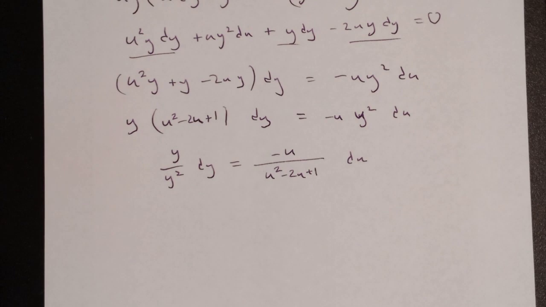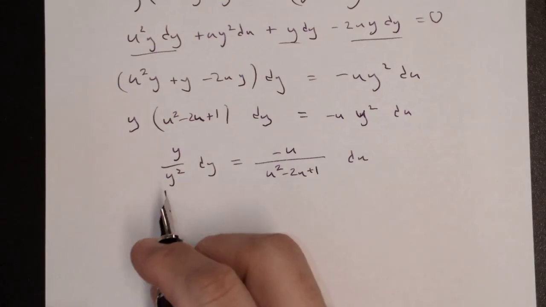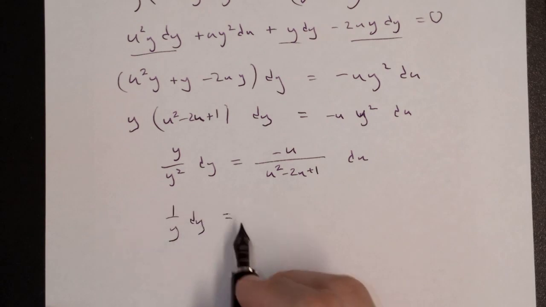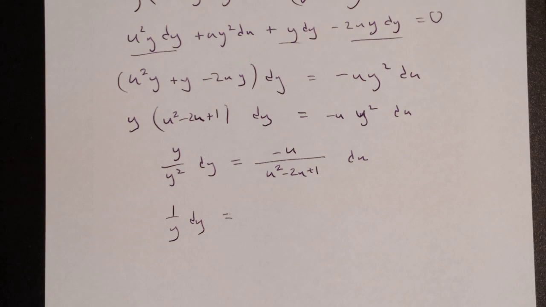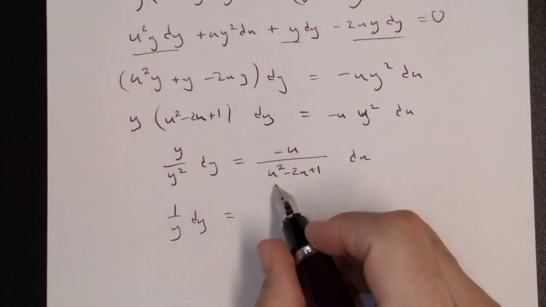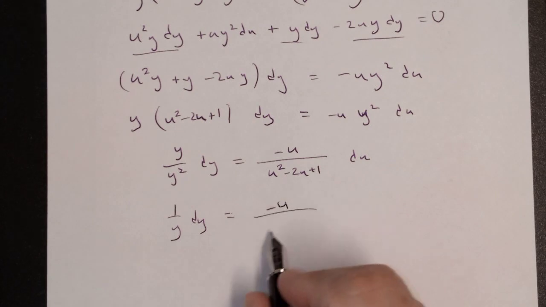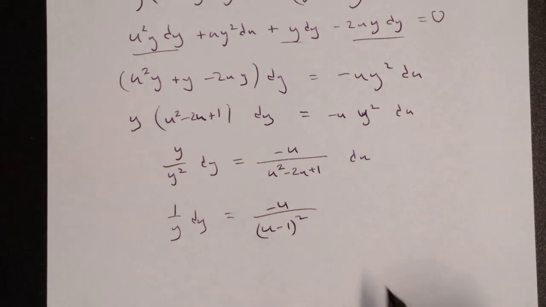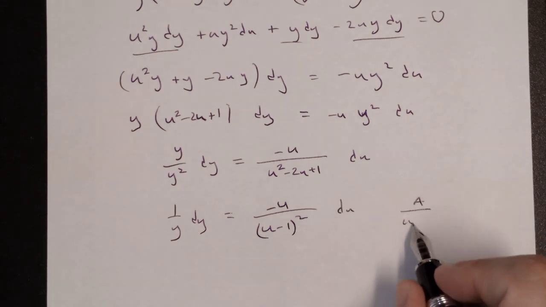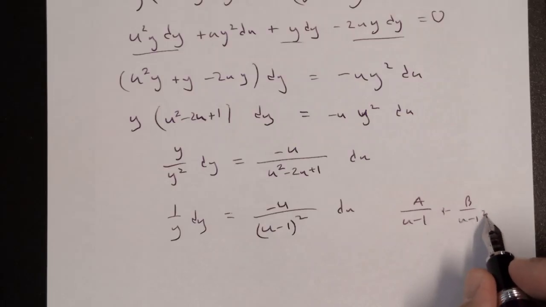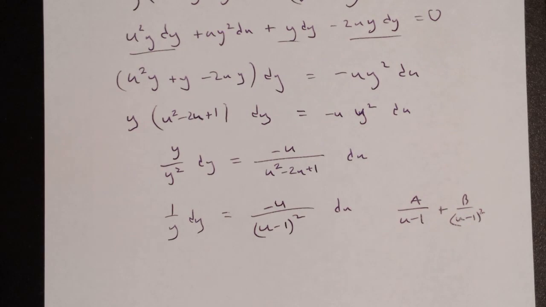If I want to integrate on the left side, I can rewrite that as 1 over y. But over here, I have to yank out partial fractions again. The denominator is u minus 1 squared. Partial fractions, that's a over u minus 1 plus b over u minus 1 quantity squared. And then I have to do partial fractions over on that side. When it's a repeated thing, it shows up more than once in increasing order of power.